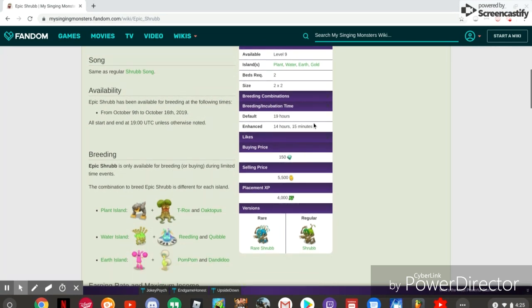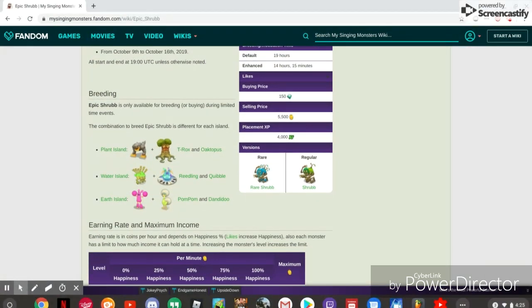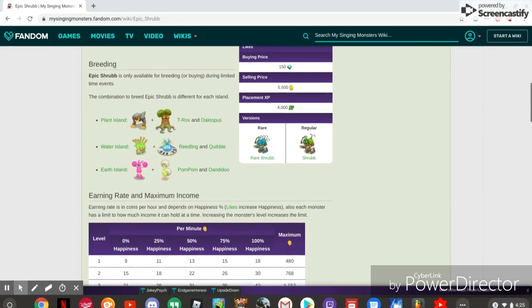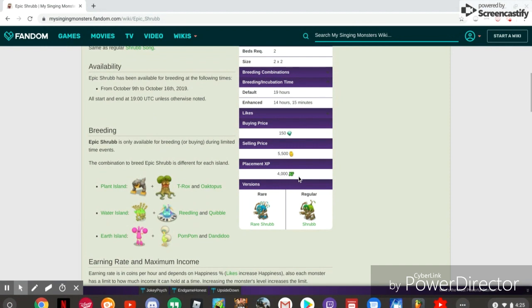Enhanced is 14 hours, 15 minutes. Buying price is 150 diamonds. Selling price is 5,500 coins. Placement XP is 4,000. And there's rare shrub and regular shrub. Epic shrub is only available for breeding or buying during limited time events.